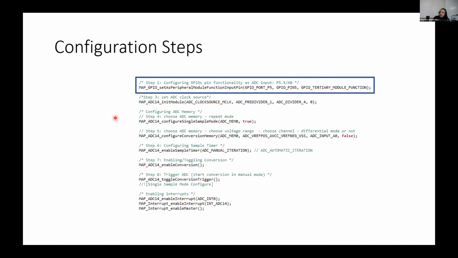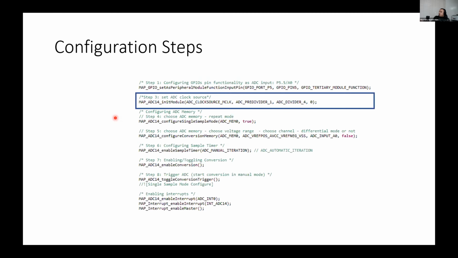Step 2, I didn't show here because we will not touch it, but basically you can do it. Step 2 is to configure the number of bits, but we will keep the default, which is 14. Step 3 is to configure the clock, to choose which clock you want to use, for example the master clock here.